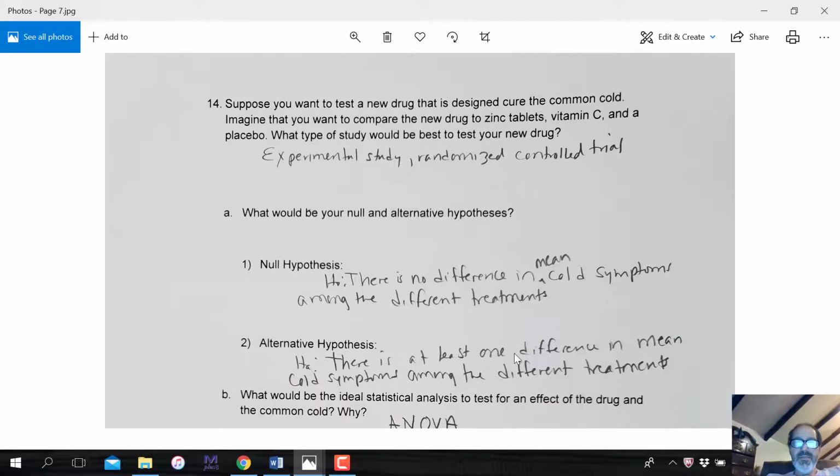So the placebo is going to have what's known as a placebo effect. People will expect it to work just because they're taking it. So you're hoping that your drug works better than expectation.